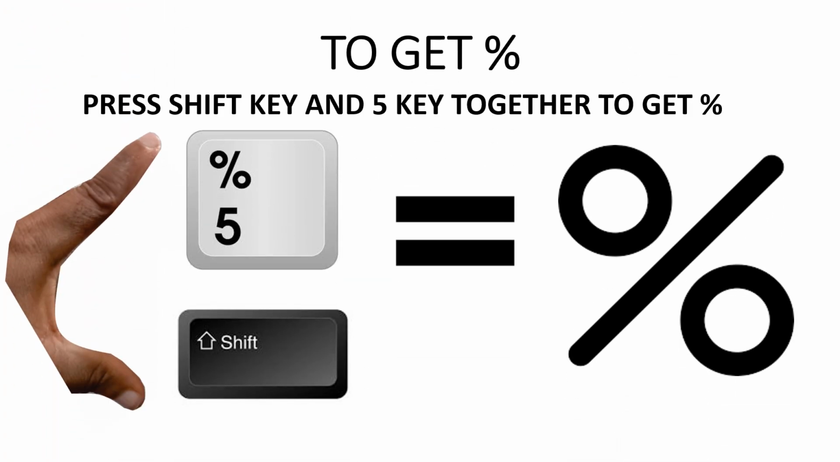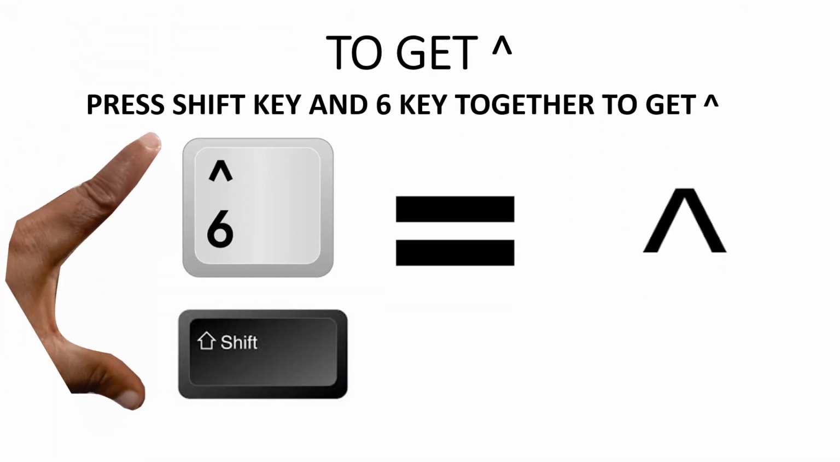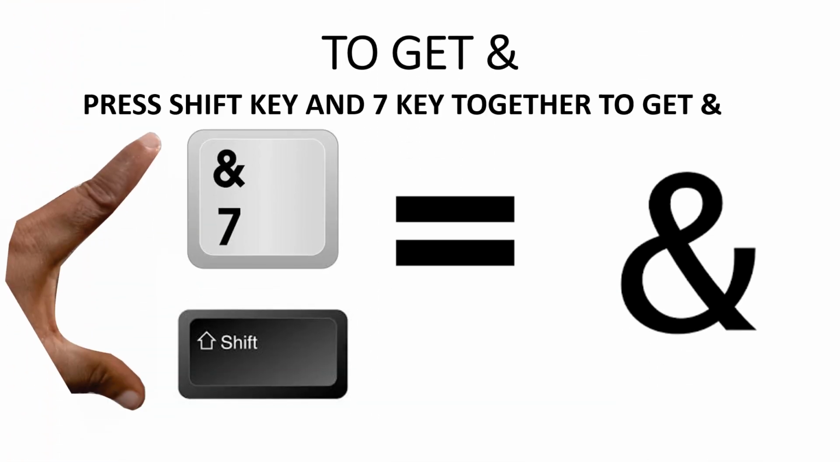To get the percentage sign, press shift key and 5 key together. To get the circumflex sign, press shift key and 6 key together. To get the ampersand, press shift key and 7 key together.